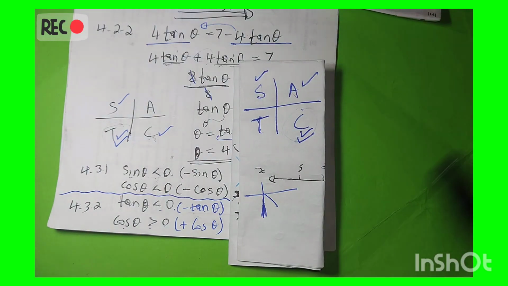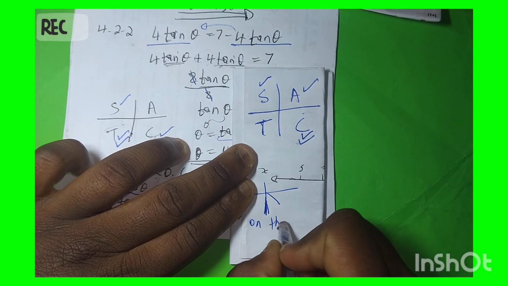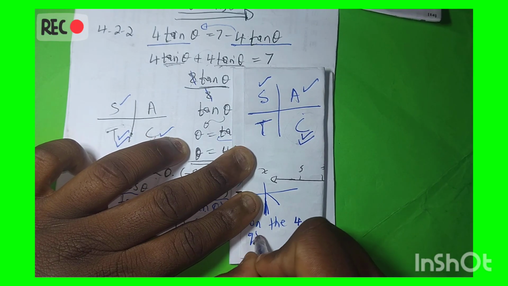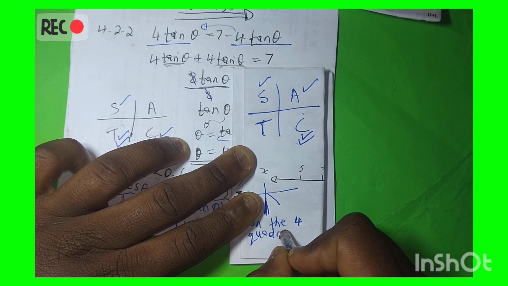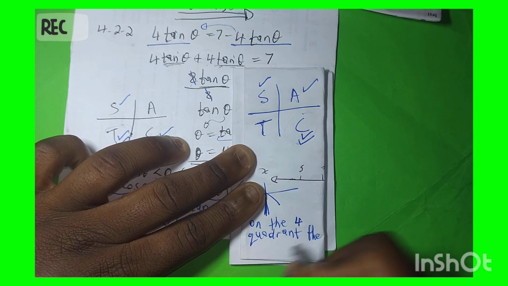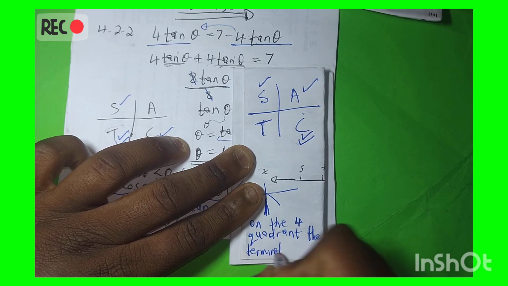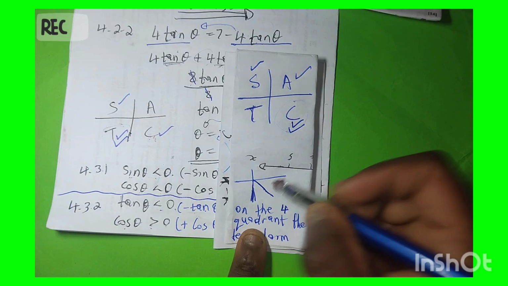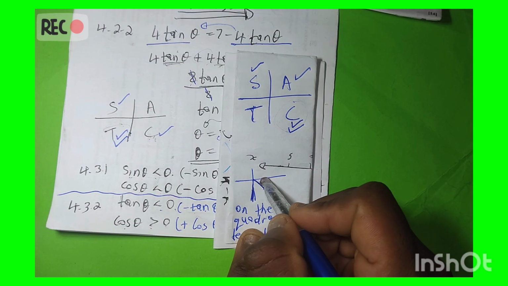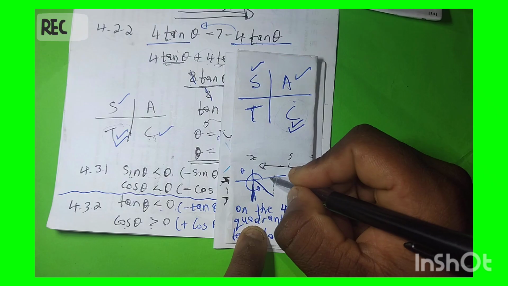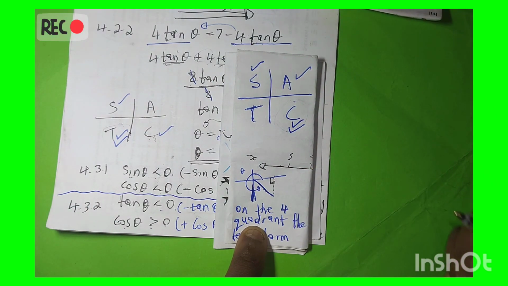So on the fourth quadrant, the terminal arm will be there, meaning the angle theta will be here. If you want to draw your diagram, you just join it with a vertical line to form 90 degrees with the x-axis.